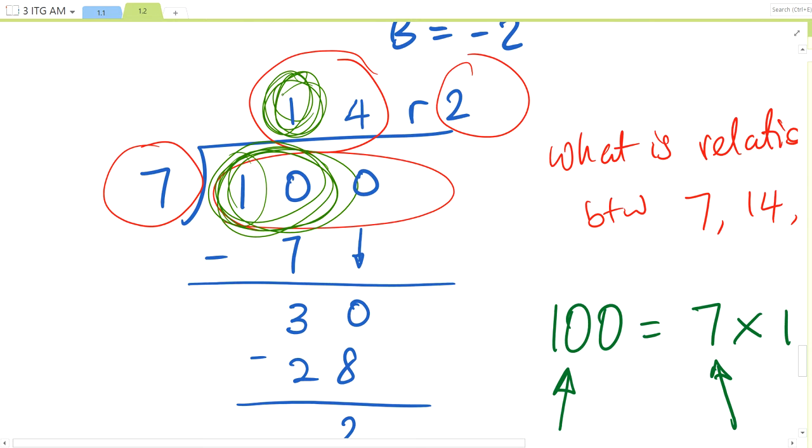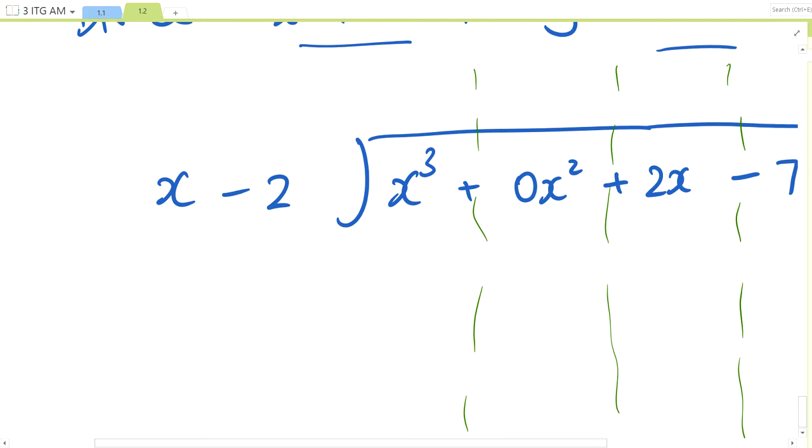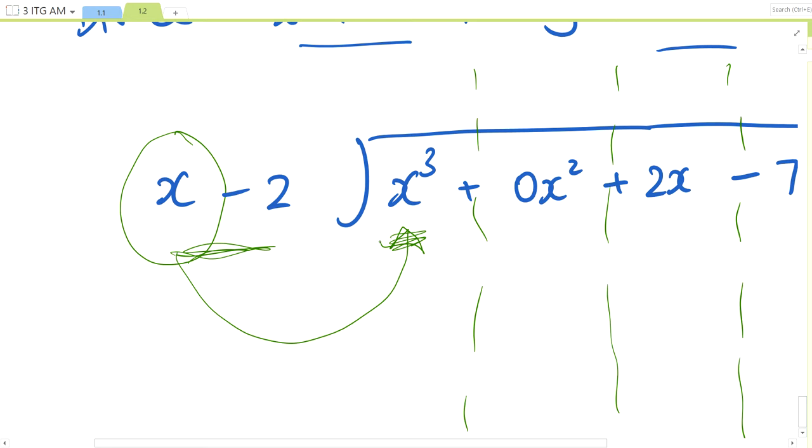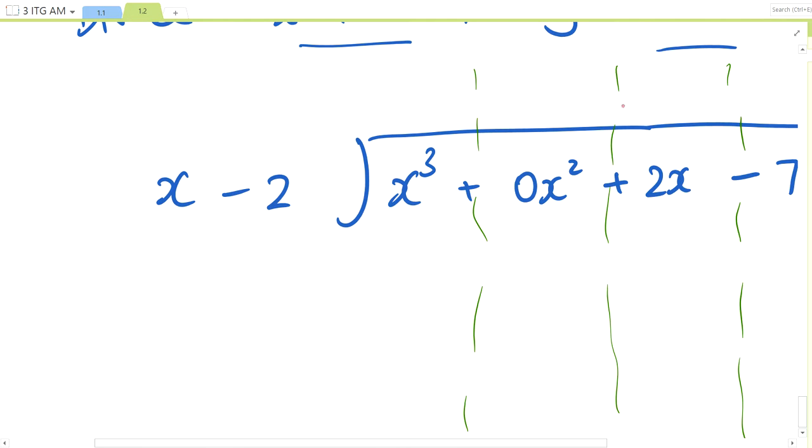We're going to apply the same idea. I've got x cubed over here and x minus 2 over here. Is there something that when multiplied by x gives me x cubed? Think about my question again. You must think through this. Is there a number that when multiplied by x gives me x cubed? It is not a number, it is actually x squared. So x squared is what we require, and I put x squared over here.